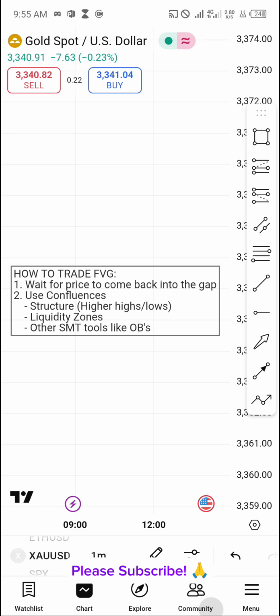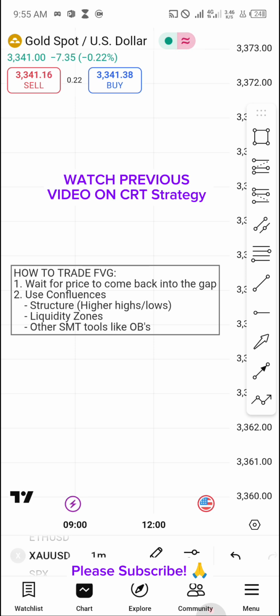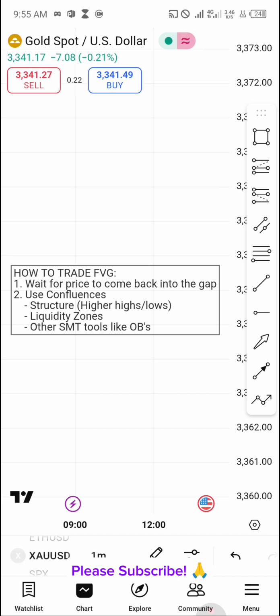Now moving on, how to trade the fair value gap. These are the few things I look out for to trade using the fair value gap. First, I wait for price to come back into the gap. If price gets back into the gap, you can also use confluences like structure, to identify your higher highs and lows, then liquidity zones and other SMC tools like the OBs, which is the order block.